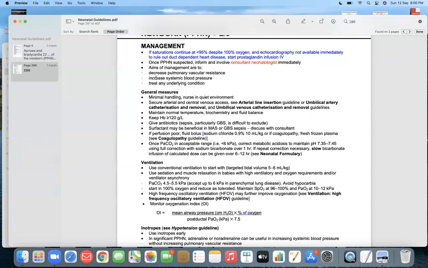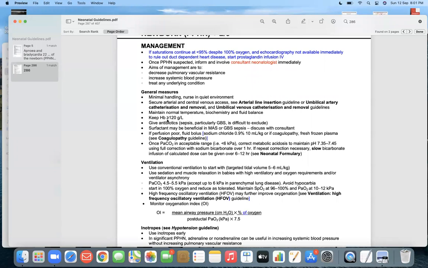Aims of management are to decrease pulmonary vascular resistance, increase systemic blood pressure, and treat any underlying conditions. So these three you have to tell. General measures: minimal handling, nurse in a quiet environment, secure arterial and central venous access. Maintain normal temperature, biochemistry and fluid balance.